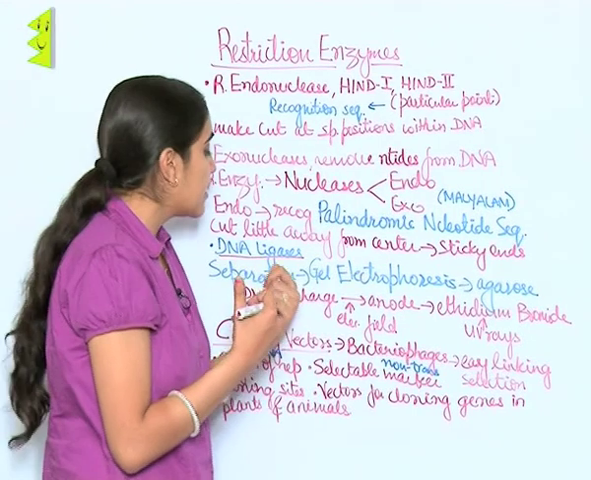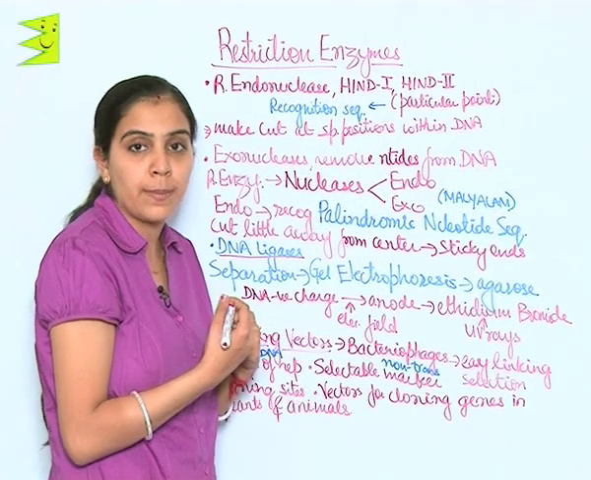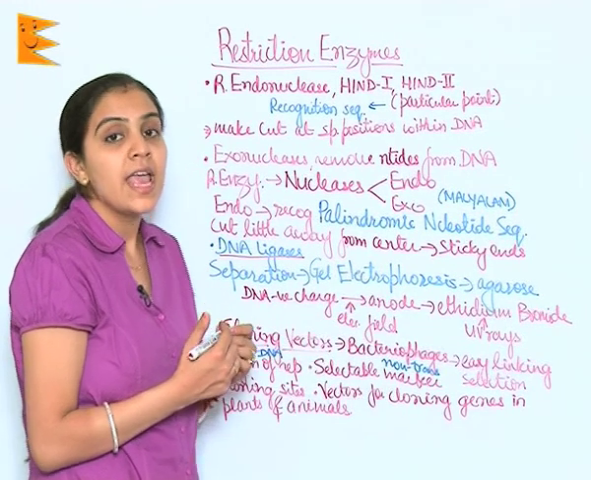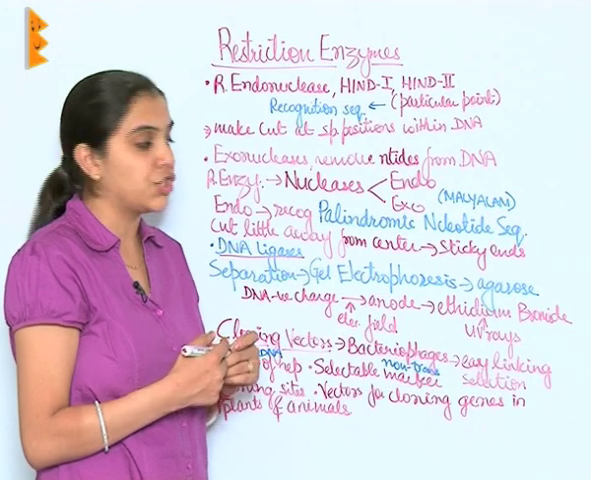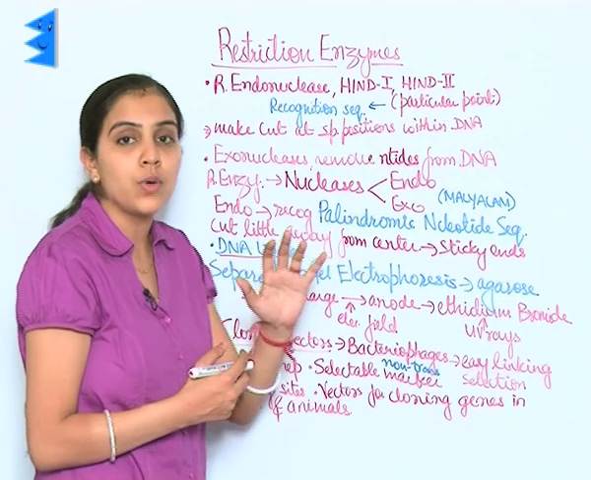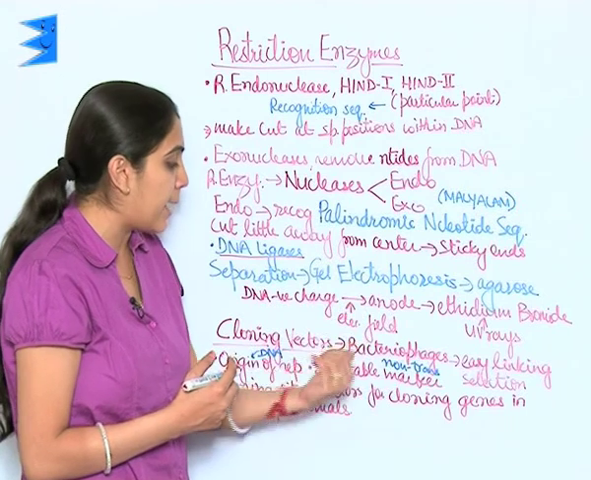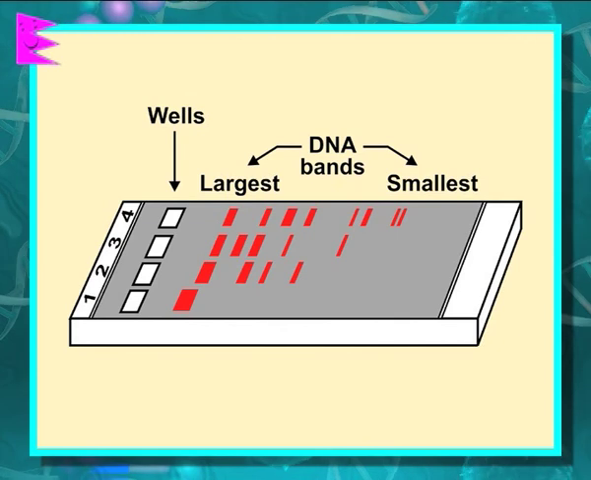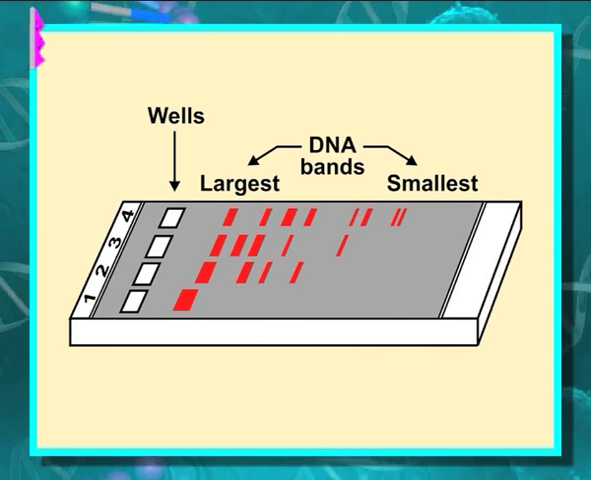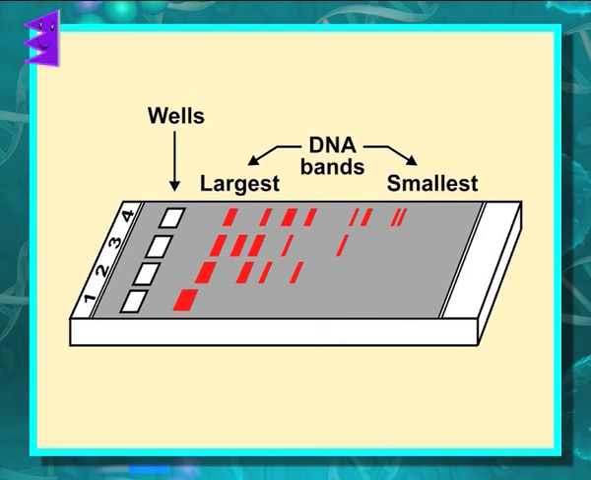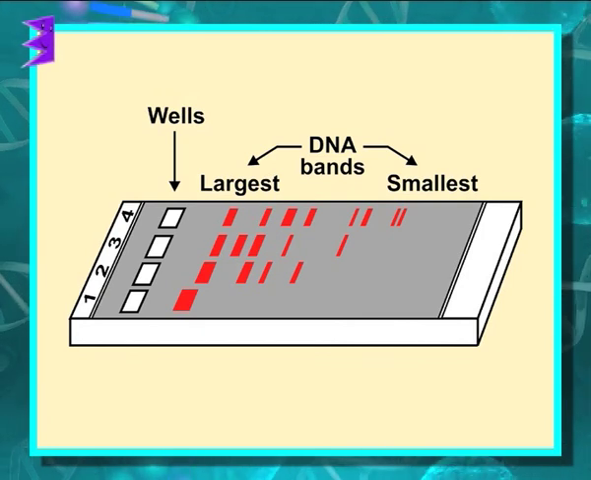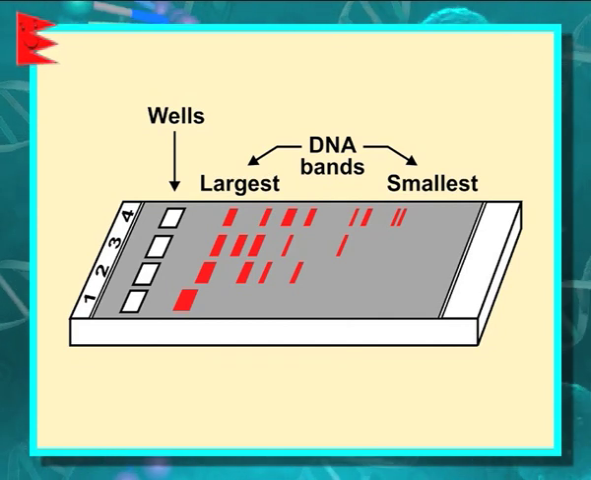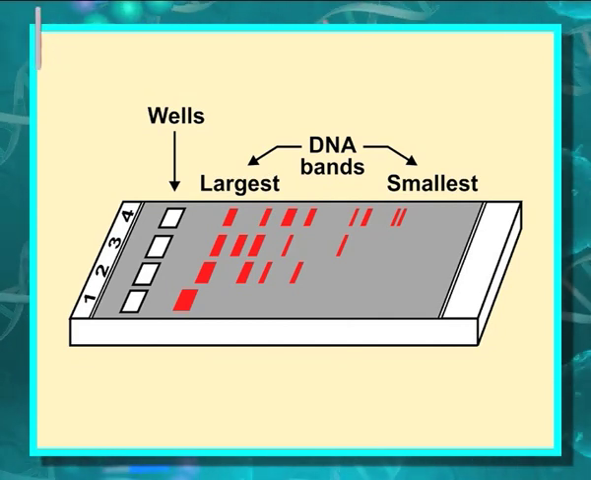After this cutting, the separation and isolation of DNA fragments is done by the method known as gel electrophoresis. As DNA fragments are negatively charged, they are made to travel towards the anode by applying an external electric field. See here, DNA fragments are negatively charged, an external electric field is applied, they move towards the anode, and their movement is done on agarose, which is a naturally occurring medium made from seaweeds.